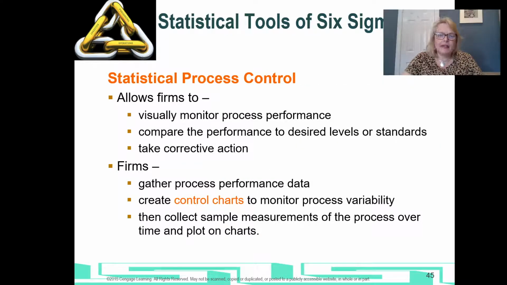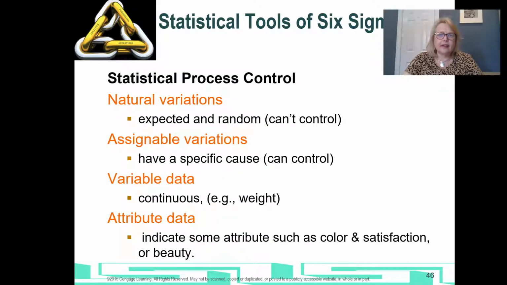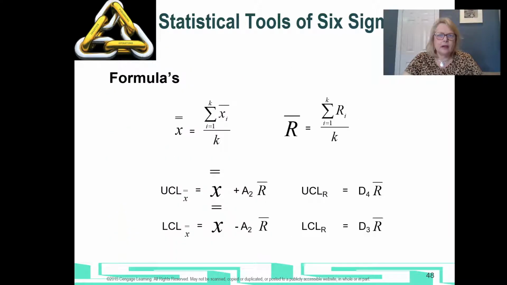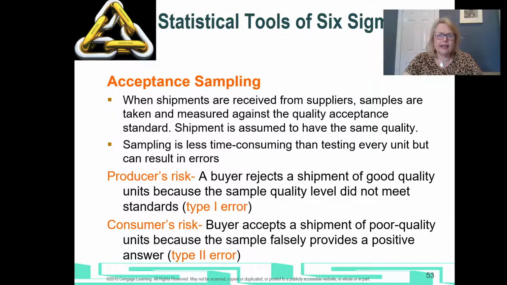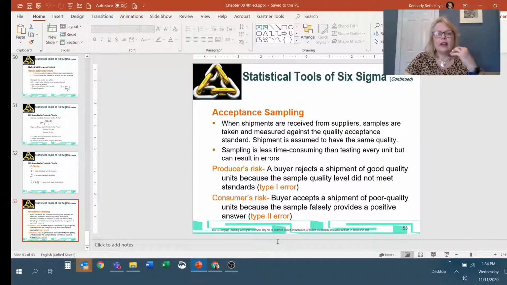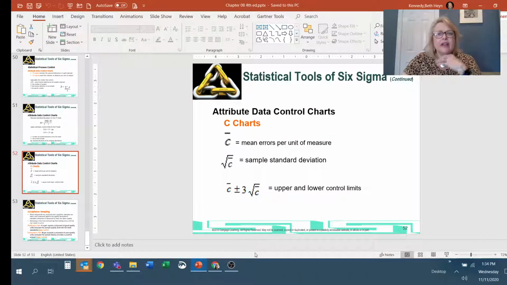I did not put anything on your test about statistical process control. This is all formulas. I didn't put anything. That's the end of the chapter. So Ishikawa is the last thing that you need to know.